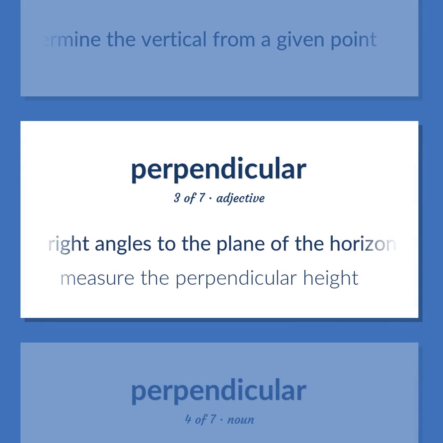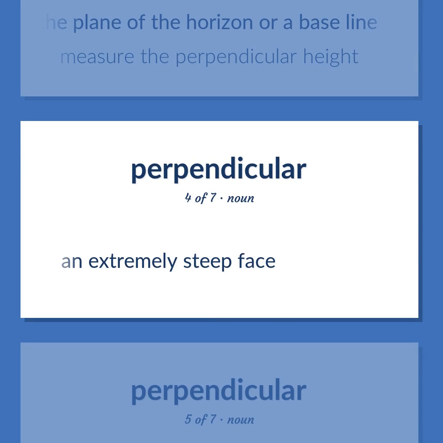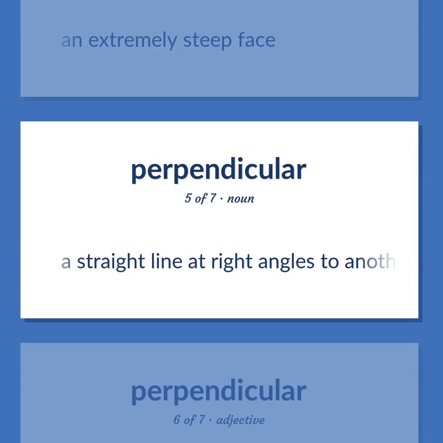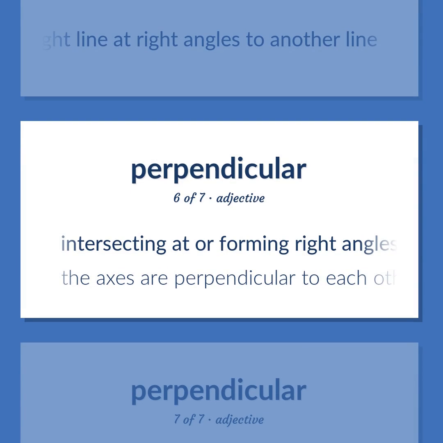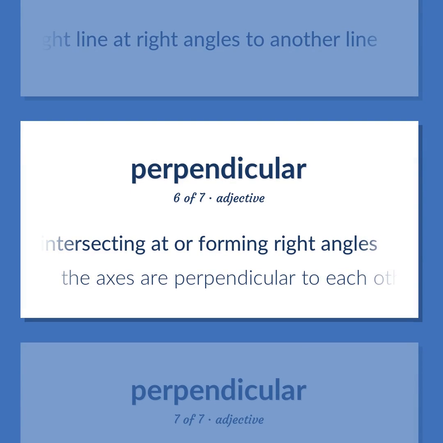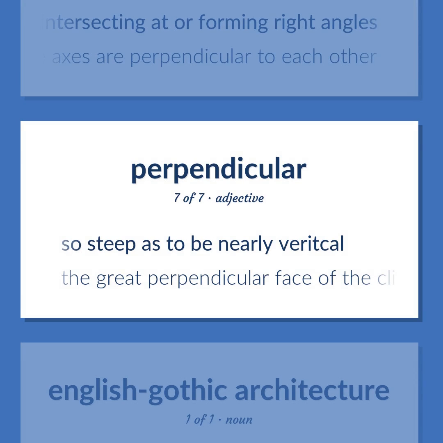At right angles to the plane of the horizon or a baseline. Measure the perpendicular height. An extremely steep face. A straight line at right angles to another line. Intersecting at or forming right angles. The axes are perpendicular to each other. So steep as to be nearly vertical. The great perpendicular face of the cliff.